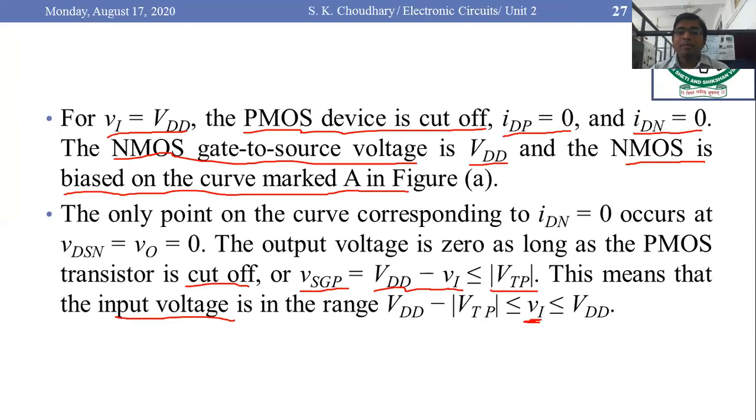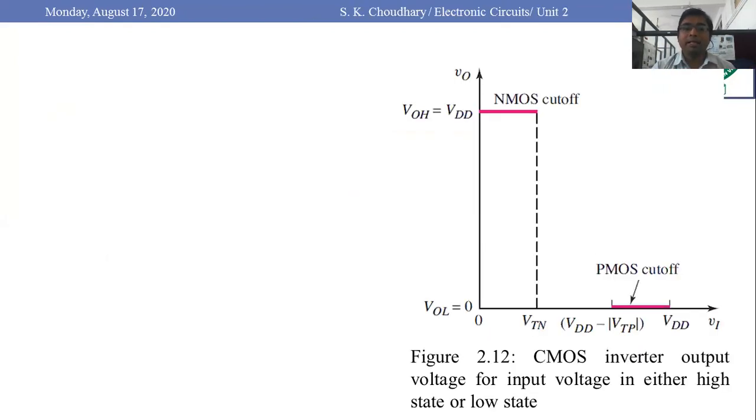Now whatever we have discussed till now is an ideal condition. Vi is 0 means we are applying logic 0 to the input of the inverter, and as per the property of an inverter we are getting a logic 1, that means output voltage is VDD. Similarly, when Vi is equal to maximum voltage VDD, we are applying logic 1 to the input of the inverter, we are expecting logic 0 as output, that's why we are getting V naught is equal to 0. And this is the ideal voltage transfer curve, you can say, for the CMOS inverter.